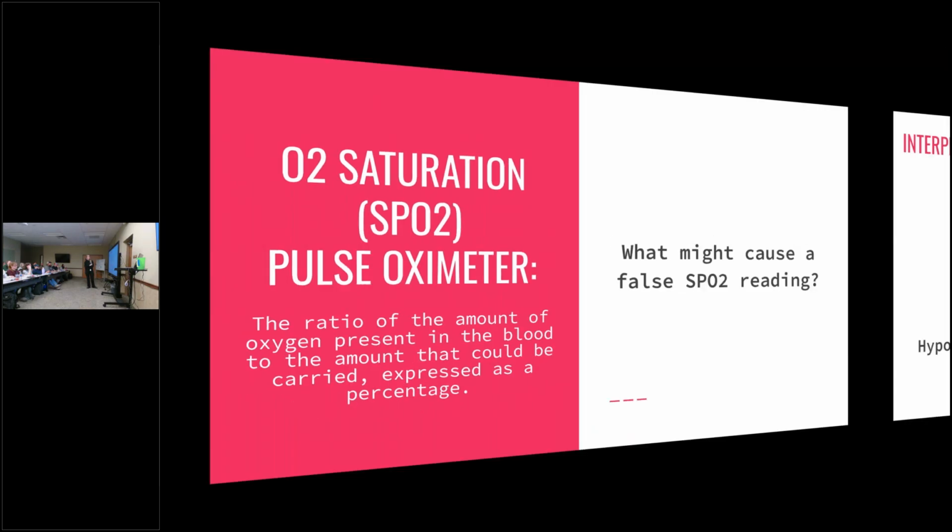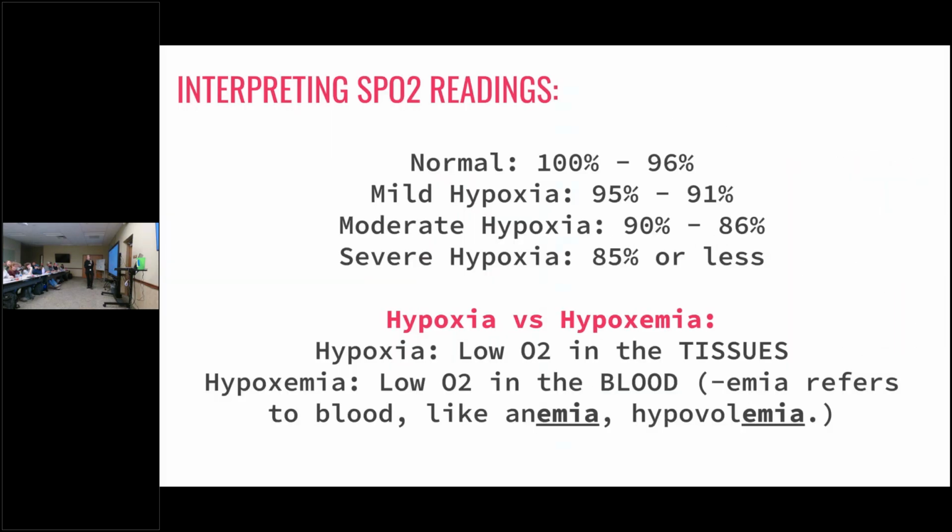Cool. So interpreting SpO2 readings, normal is 100 to 96%. When I went through school, it was 94%. But just learn this. Mild hypoxia, 95 down to 91%. Moderate hypoxia, 90 to 86%. And then severe hypoxia would be anything 85% or less.